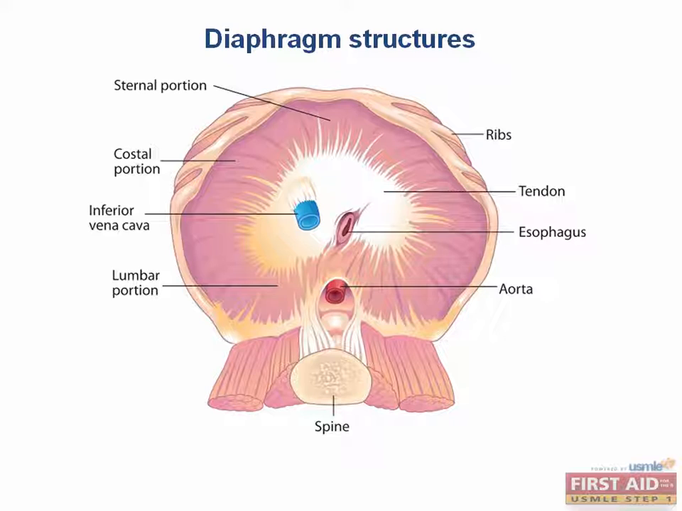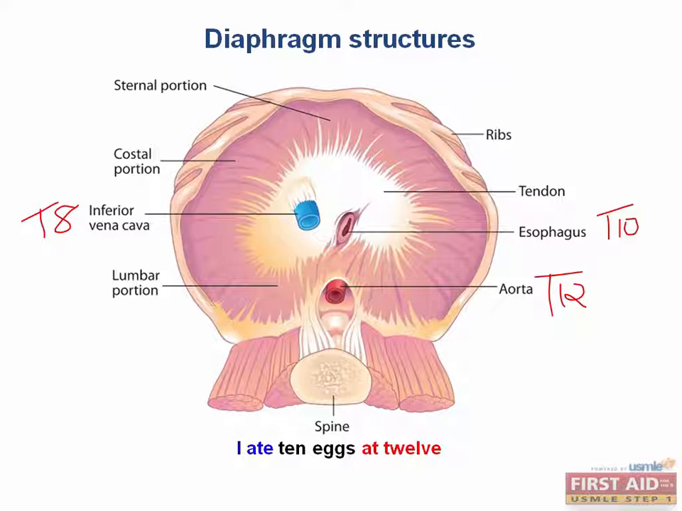From a surgical and radiographic standpoint, there are several important structures that perforate the diaphragm at different levels, and lots of mnemonics you can use. The inferior vena cava, or IVC, passes through the diaphragm at T8. The esophagus and vagus nerve penetrate at T10. And the descending aorta, thoracic duct, and azygos vein enter at T12. Remember this, I ate 10 eggs at 12.